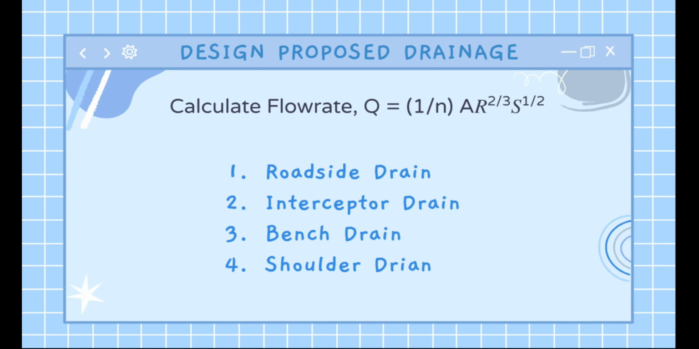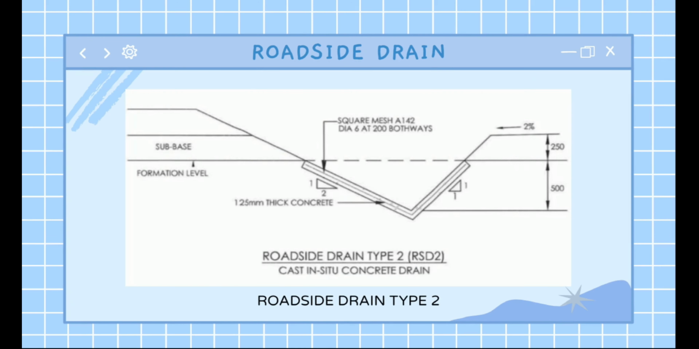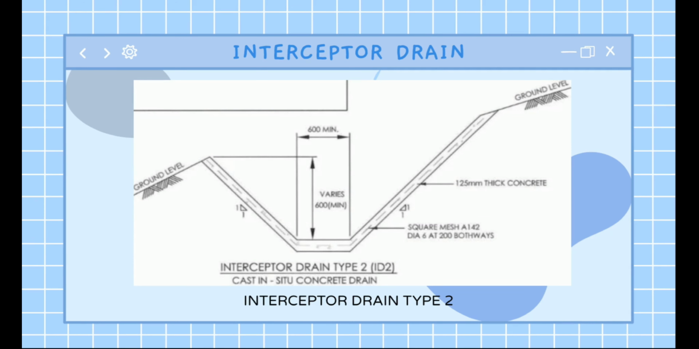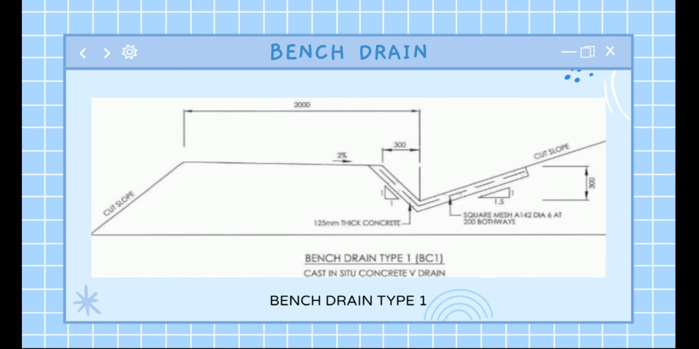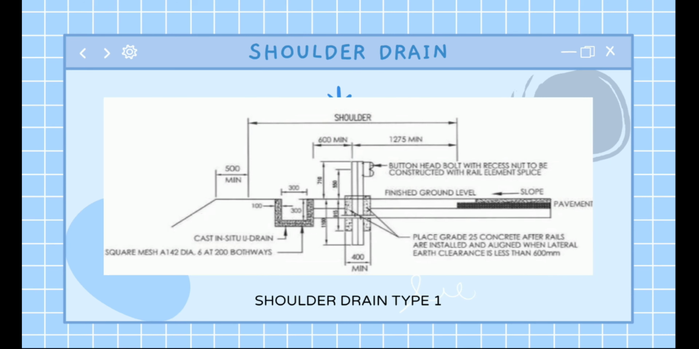So, we have chosen these drain types. For the roadside drain, we choose roadside drain type 2. For the interceptor drain, we choose type 2 interceptor drain. Bench drain type 1 and shoulder drain type 1.